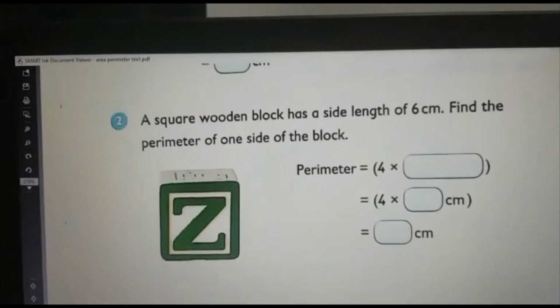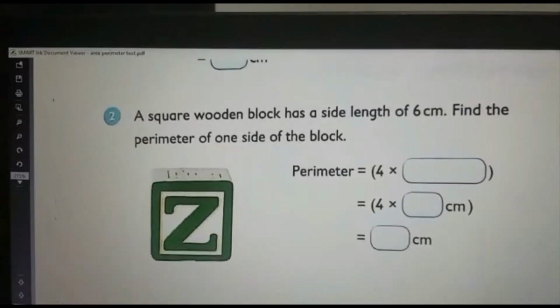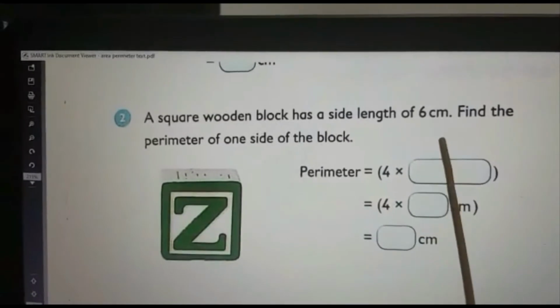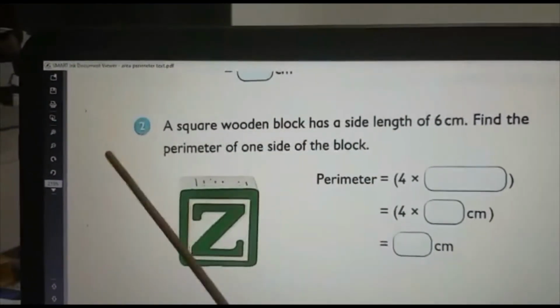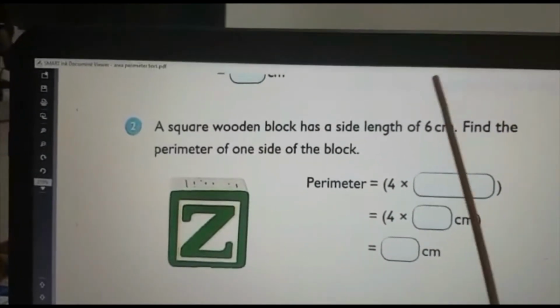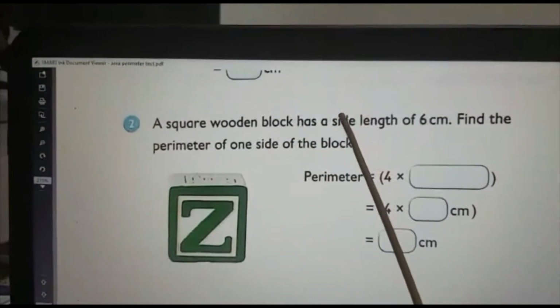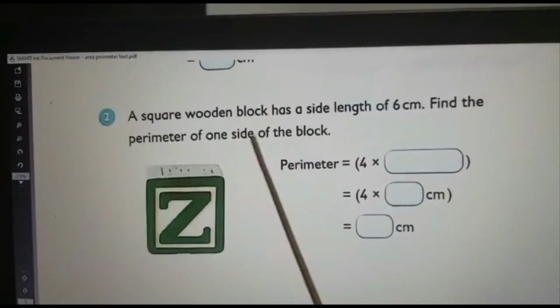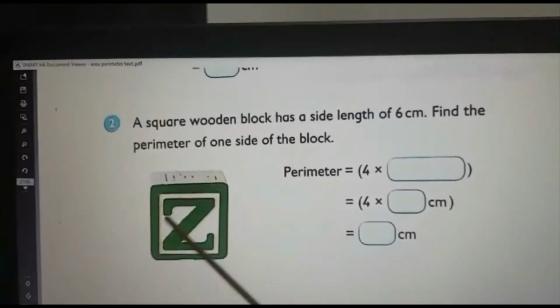Look at the question. What is the question? A square wooden block has a side of length 6 centimeters. So it is given here square wooden block. Square. In the previous case it was a rectangle. Why? Because the length and breadth were different. Is it? One is 22 and another was 30. So it was different. So we know it was a rectangle. But in this case it is given it is a square. Means what? All the sides are same.